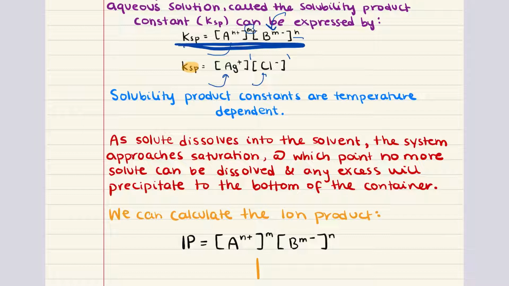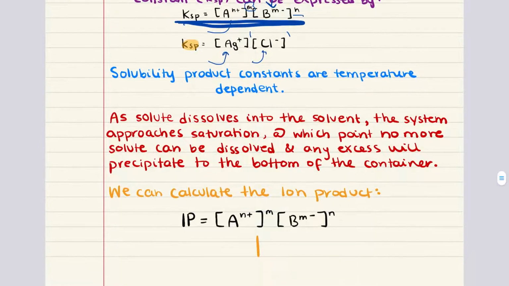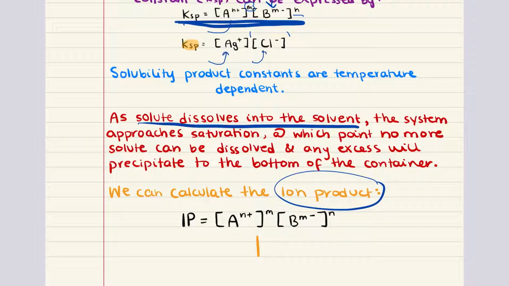Now, moving along with KSP, as a solute dissolves in the solvent, the system approaches saturation. At this point, no more solute can dissolve, and any excess will precipitate out. To determine the state of the solution relative to saturation, we calculate something called the ion product. This is analogous to the reaction quotient when we were talking about the equilibrium constant. So the ion product is analogous to the reaction quotient.